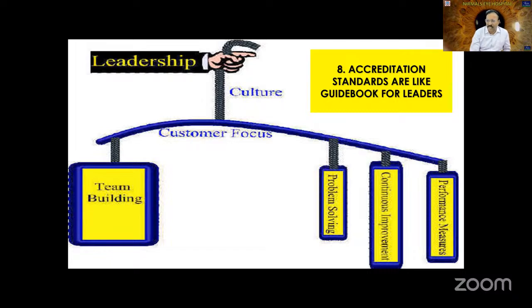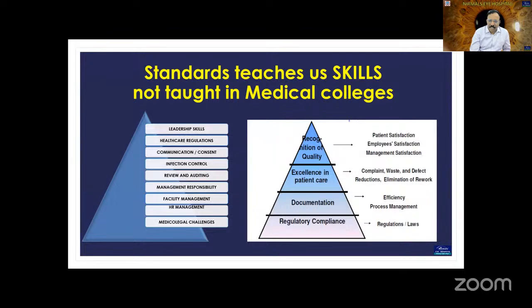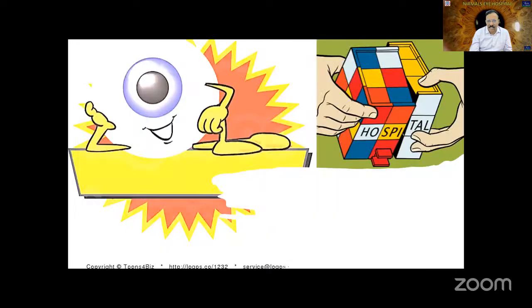So accreditation standards are like a guidebook for medical professionals and big leaders. In an overview, standards teach us skills not taught in medical colleges and help us to keep pace with practice-related issues like regulatory compliance, the documentary requirements, complaint reduction, waste and defect reduction, and elimination of rework, and more importantly, patient satisfaction, employee satisfaction, and management satisfaction.